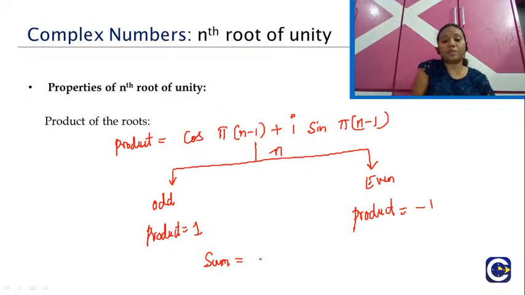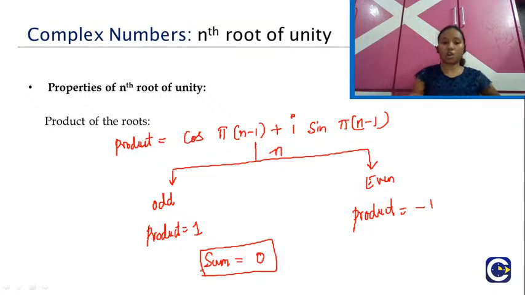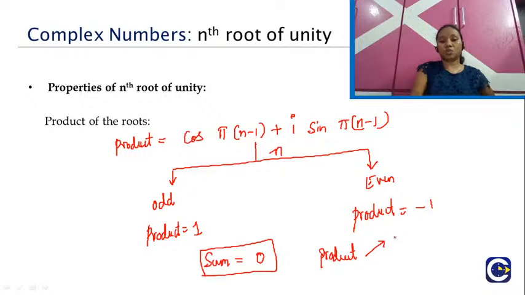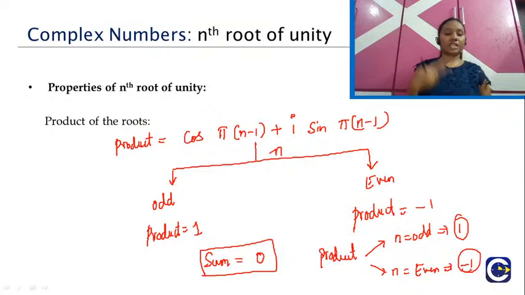Sum of the roots will always be 0 for the nth root of unity, whether my n value is even or odd. Whereas my product of the roots will vary based upon my n value, whether it's even or odd. So my product will be equal to 1 if n is odd. And if my n is even, then my product will be minus 1. Right, so these are the two properties for the nth root of unity, that is the sum of the roots as well as the product of the roots here.